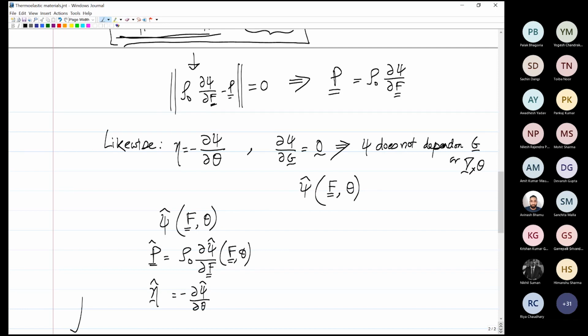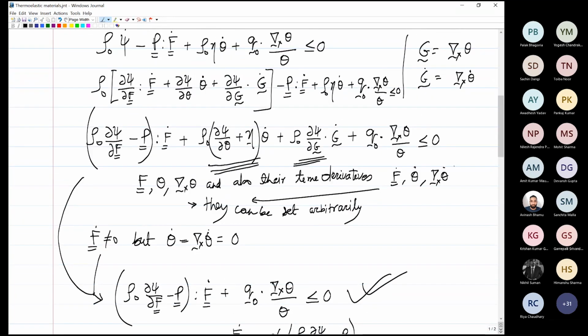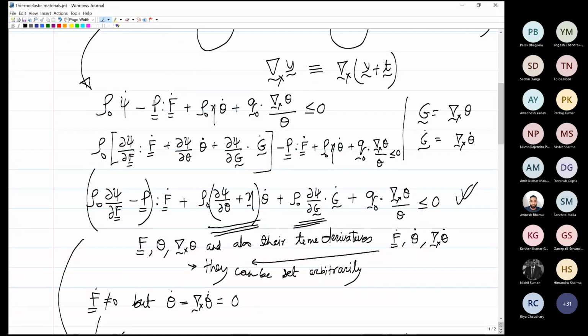So once you have these restrictions, you can go back to your entropy inequality, and what you see is that it reduces to Q naught dot grad x theta over theta being less than or equal to 0. Isn't it? You can come back here and see everything is vanishing. So everything has vanished except for the last term.